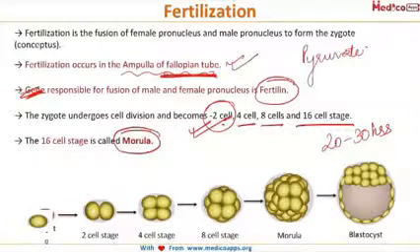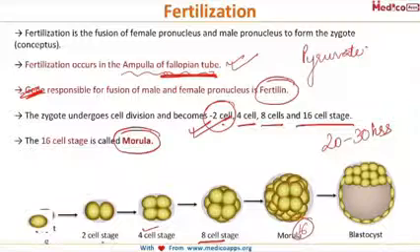And this cell division has been beautifully depicted in this diagram. Here we have the zygote, the 2 cell stage, the 4 cell stage, the 8 cell stage, and the 16 cell stage, which is called morula. And then it leads to the formation of blastocyst. Now, all this while, when the division is occurring, the formed zygote is also traveling from the ampulla of the fallopian tube towards the uterus.